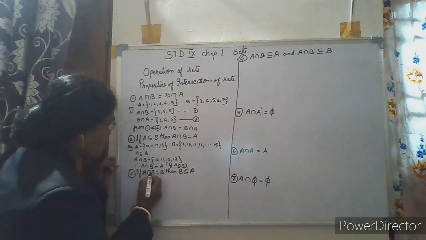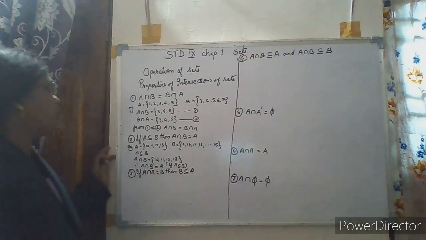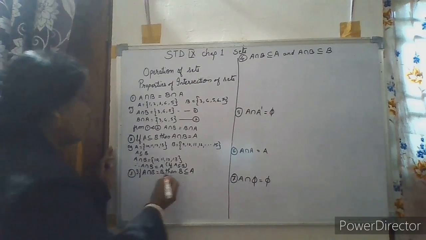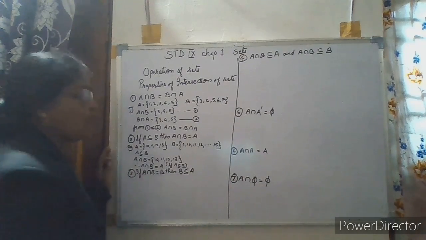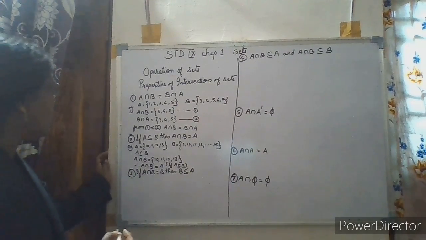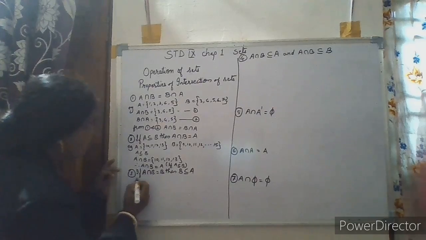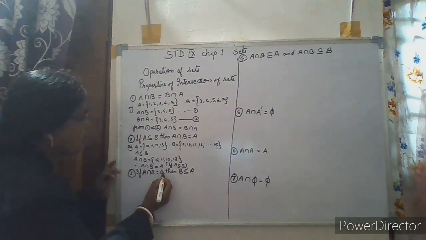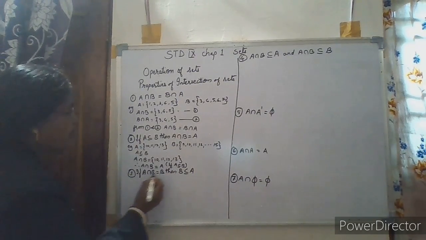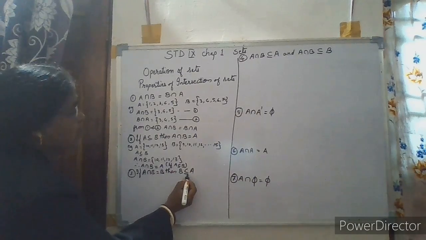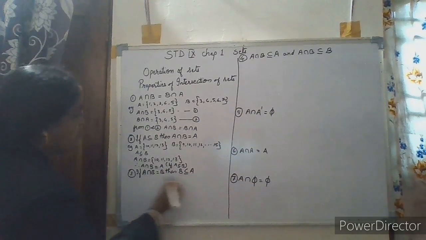Come to the third property. If A intersection B is equal to set B, then B is a subset of A. You have already learnt this in the example before. A intersection B is equal to set B, then B is a subset of A.